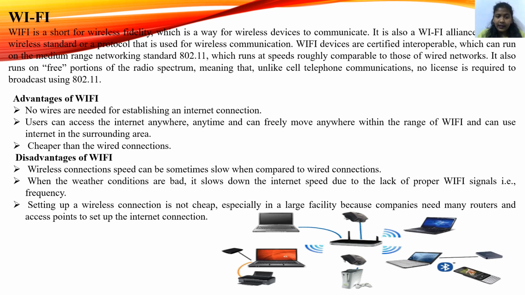Disadvantages of Wi-Fi: wireless connection speed can sometimes be slow when compared to wired connections. When the weather conditions are bad, it slows down the internet speed due to the lack of proper Wi-Fi signals, that is frequency. Setting up a wireless connection is not cheap, especially in a large facility, because companies need many routers and access points to set up the internet connection.